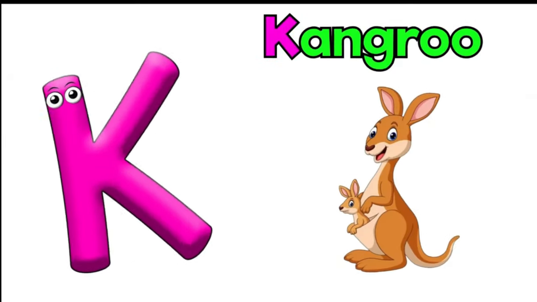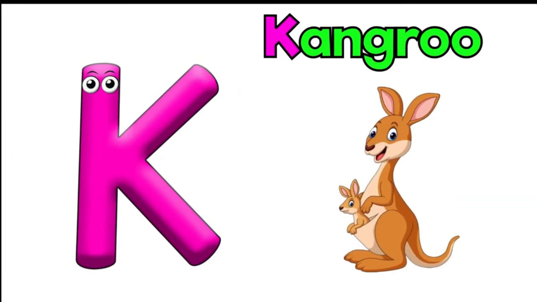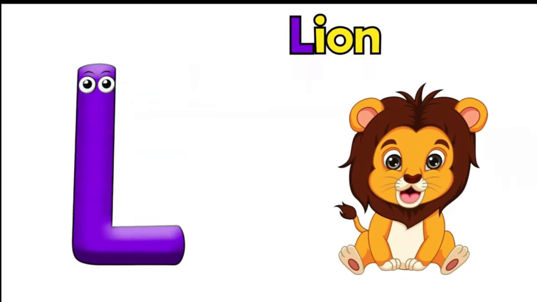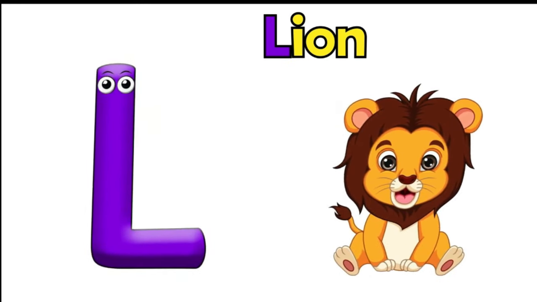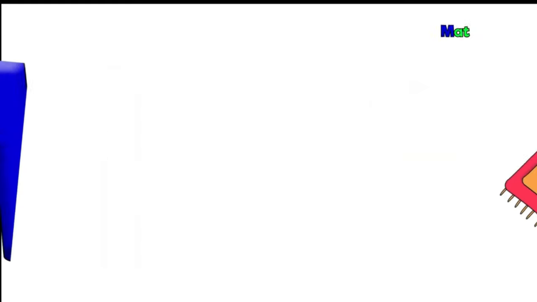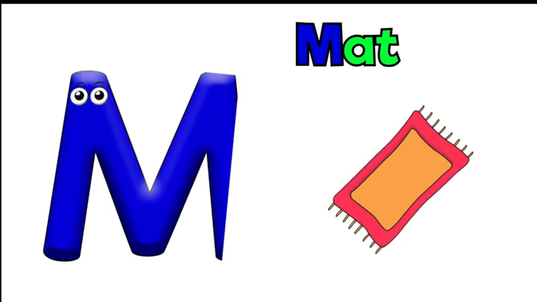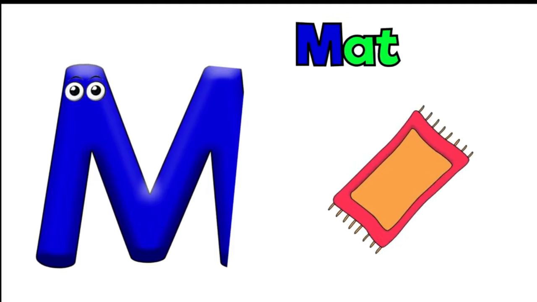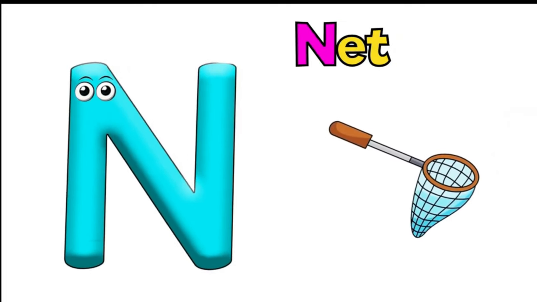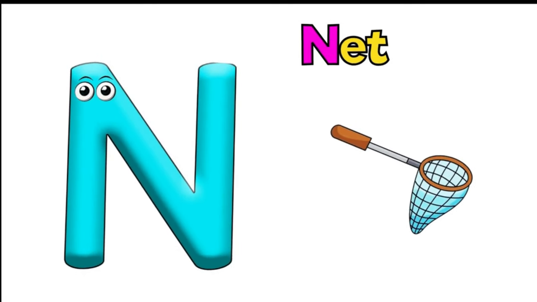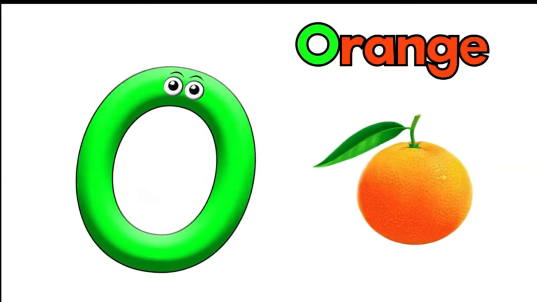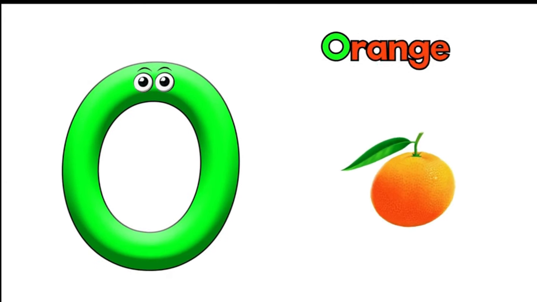K is for kangaroo, k, k, kangaroo. L is for lion, l, l, lion. M is for mat, m, m, mat. N is for net, n, n, net. O is for orange, o, o, orange.